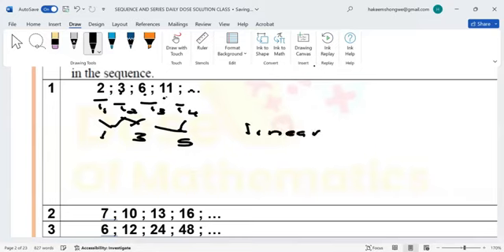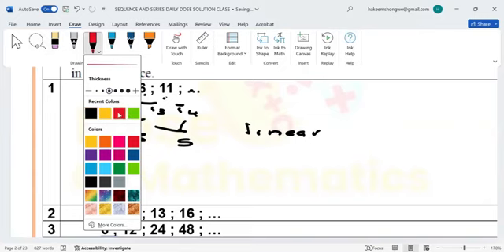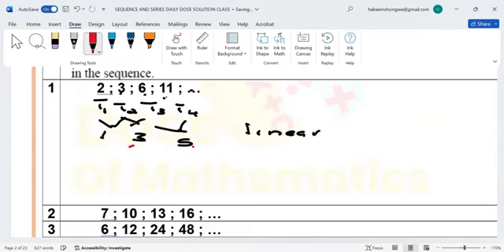Is it possible for it to be linear? Why can it not be linear? The first difference is not common. So that's what we're going to check first. If the first difference is not common, then we go to the second one. Let's try to check the second one. Check the second difference. If we check the second difference, this one subtract this one.